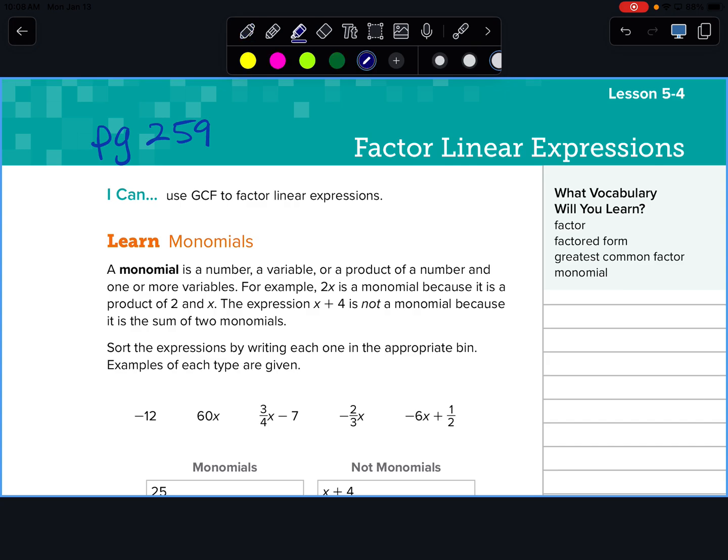Okay, here we go. So today I can use the GCF to factor linear expressions. I can use the GCF to factor linear expressions. So a couple vocab words that we need to learn. First of all is monomial. That may be a new word to you. A monomial is just a number, a variable, or a product of a number and one or more variables.